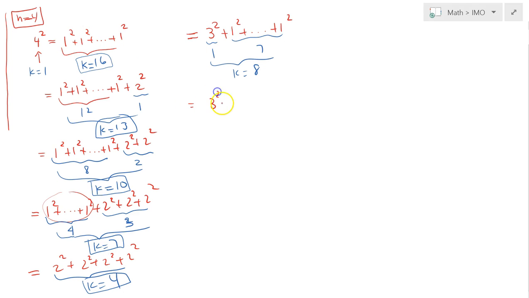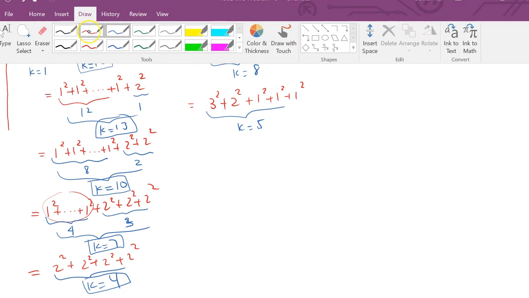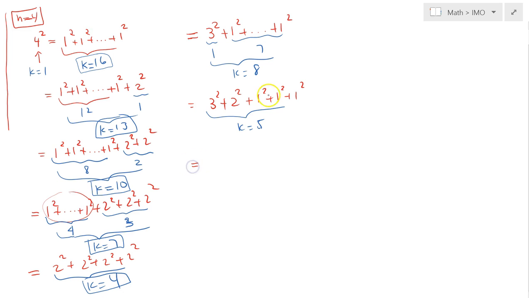I can have 3 square, and then maybe a 2 square. So 9 plus 4 is 13, and then I have 3 more 1 squares. So therefore, in this case, k would be equal to 5. And let's keep going like this. What else can I do? Unfortunately, I don't have enough 1 squares to replace it such that I get an additional 2 square or 3 square. But I can have this one, 3 square plus 3 square. So that would be, oh no, that won't work actually, right?